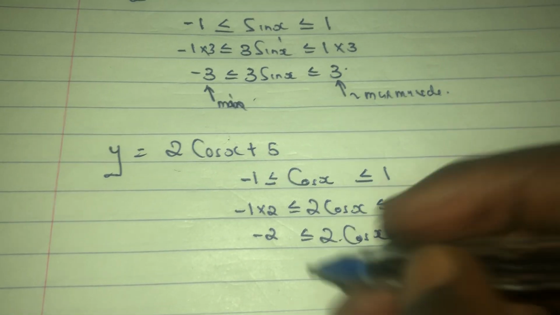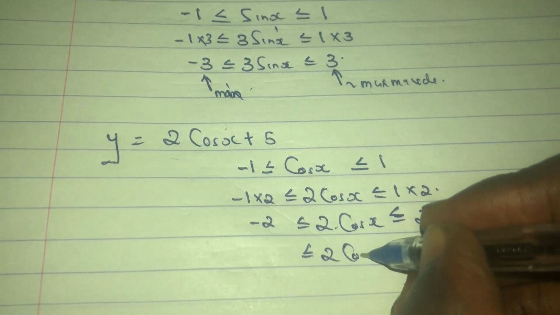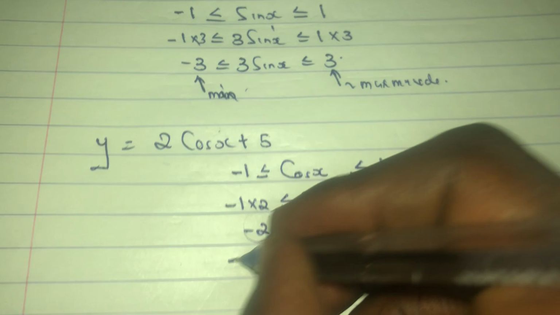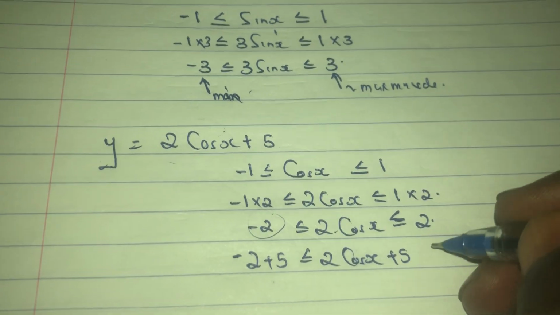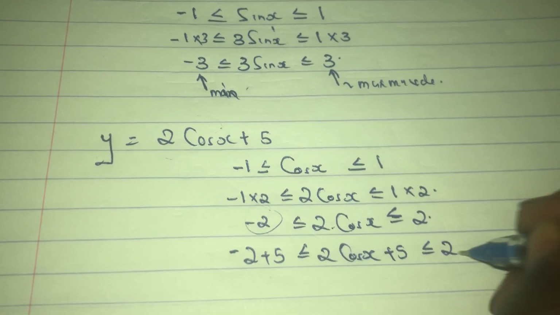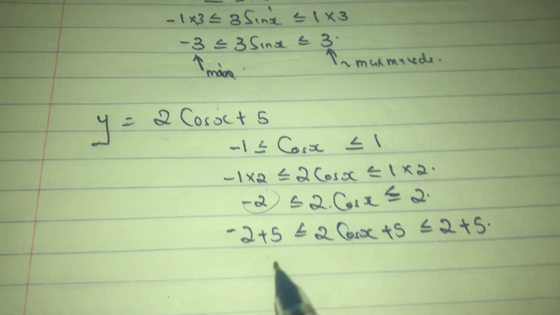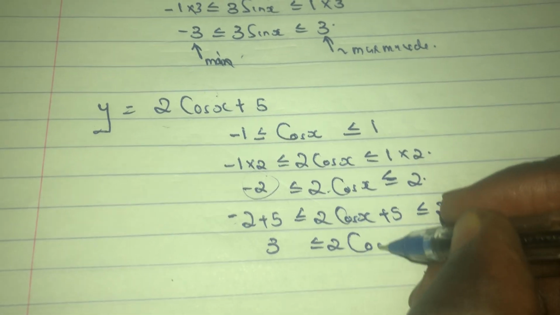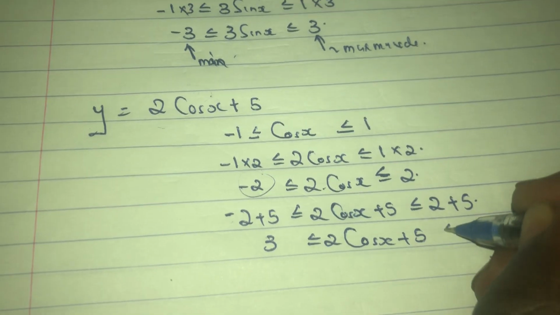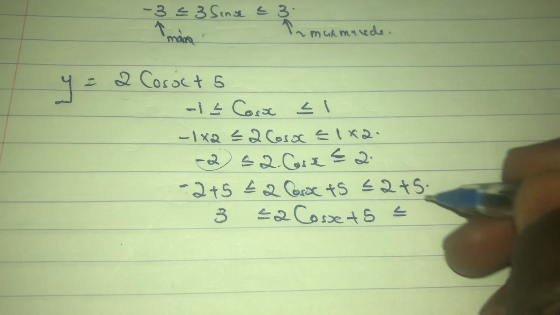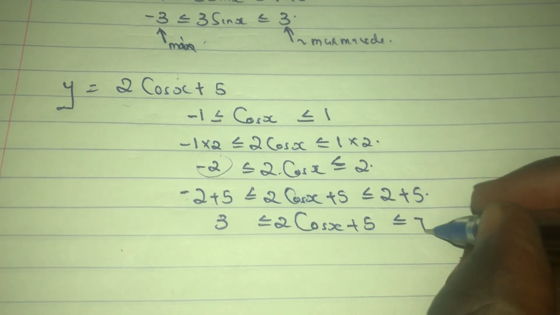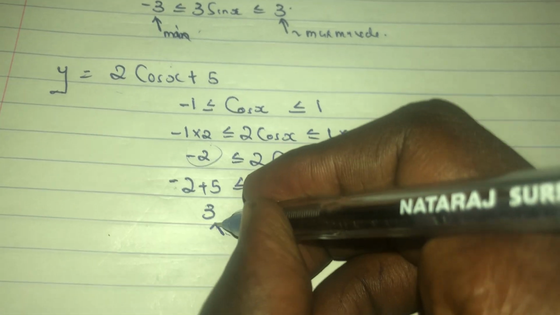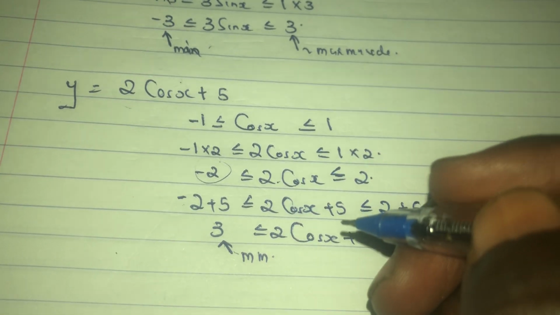And we also add 5. Remember now it is 2 cos x plus 5. We add 5 to -2 and 2. So -2 plus 5 gives us 3, and 2 plus 5 is 7. So automatically 3 will be our minimum value, and 7 will be our maximum value.